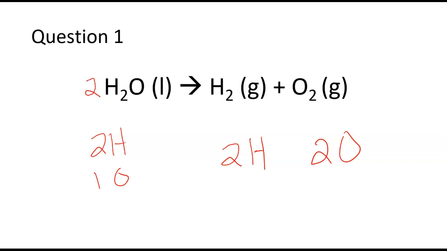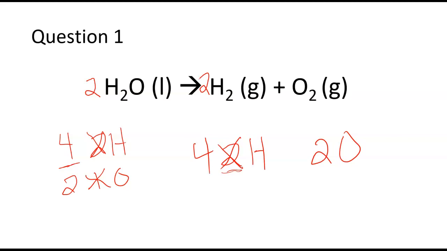So I have 2 water molecules now. That's going to change my oxygens to 2, but it's also going to change my hydrogens to 4. So I have 2 H2Os. Each one's got 2 hydrogens, so 2 times 2 for 4 hydrogens on the left. That means that I've got 4 here. I only have 2 on the right, but I can fix that by putting a 2 here as well. 2 times 2, 4 hydrogens.